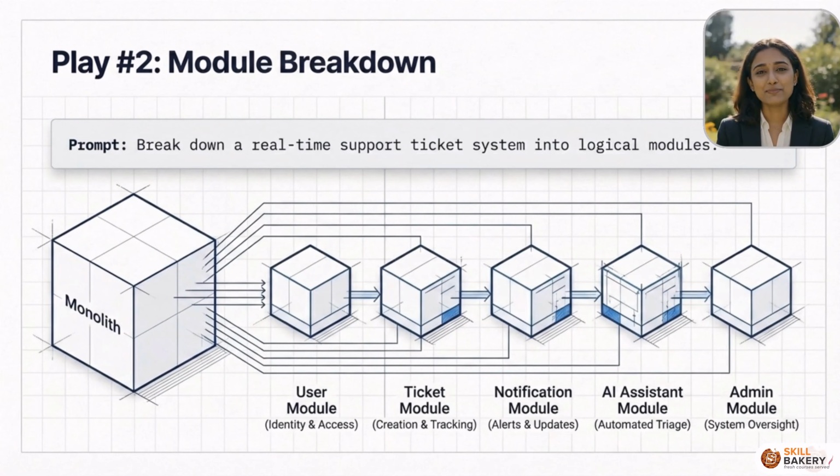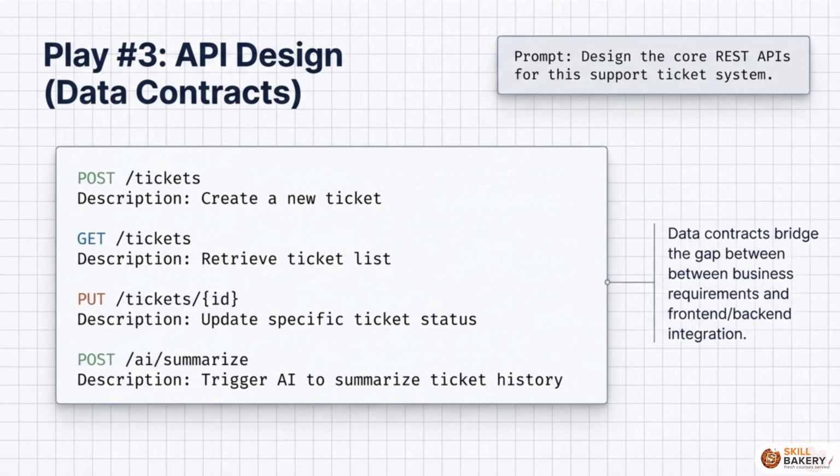Play 2 involves a module breakdown. By prompting an AI to decompose a complex system, you can effectively define the logical modules required for a real-time support ticket system. Play 3 focuses on API design and data contracts.